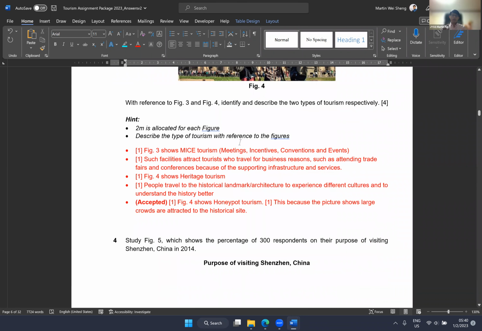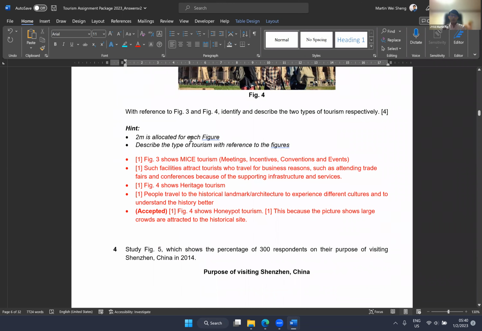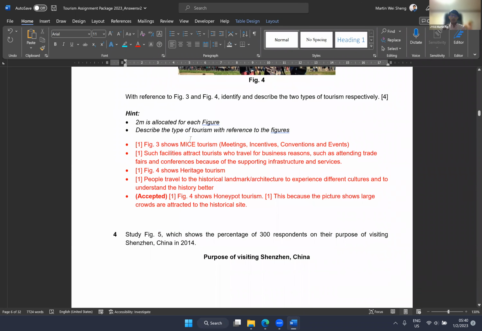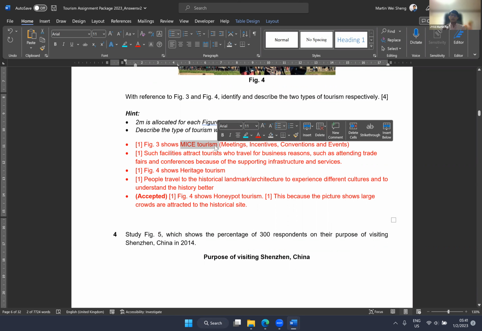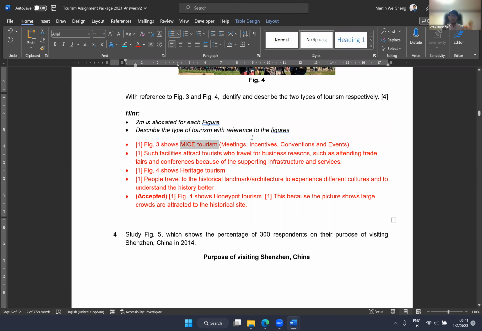All right, so for question 3, very straightforward. Another question that you just have to observe and describe. So for figure 3, definitely is MICE tourism. Okay, it is all right to write MICE tourism because this is a geographical technical term. So anyone who studies geography would know the meaning of MICE, which actually refers to meetings, incentives, conventions, and events. So such facilities attract tourists who travel for business reason.